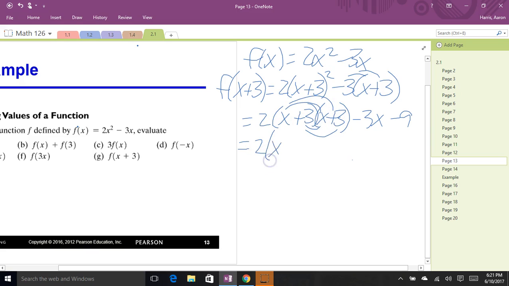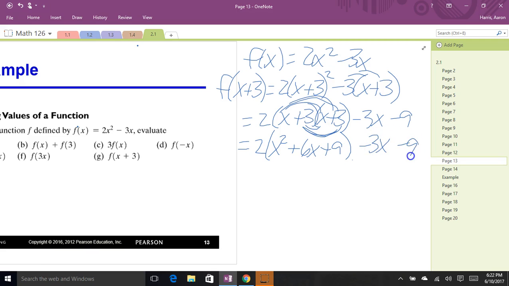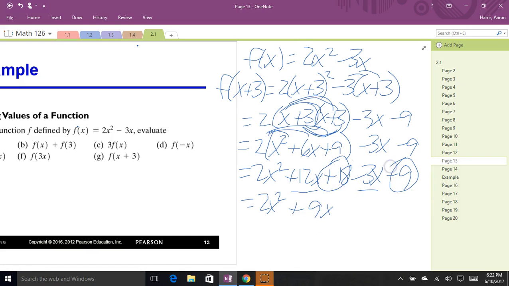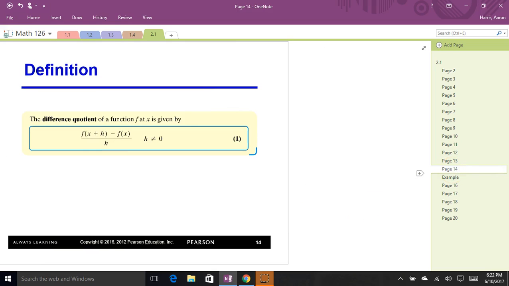x squared plus 3x plus 3x. I'm going to combine those. That gives me 6x. And then finally plus 9 on the end. I distribute that now. So I got 2x squared plus 12x plus 18 minus 3x minus 9. So we got 2x squared. I got 12x minus 3x. Combine those, so we got 9x. 18 minus 9, I got a plus 9 on the end. So there's f of x plus 3.